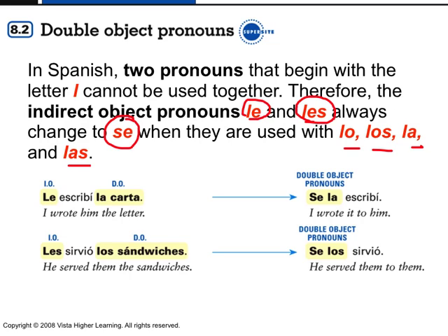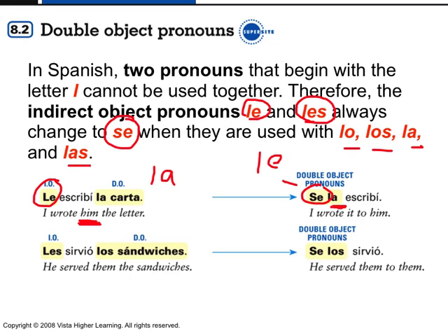So here's an example. Le escribí la carta. I wrote him the letter. I wrote what? The letter. That's the direct object. The pronoun is la. It's using the le for the receiver, to him. I wrote the letter to him. In the rewrite, you're going to say, se la escribí. The se was originally the le, but because it's next to the la there, it's got to change to a se. That's the Spanish phenomenon.